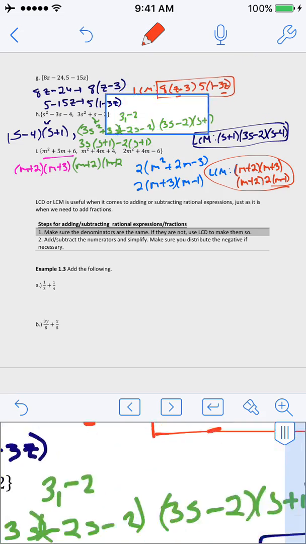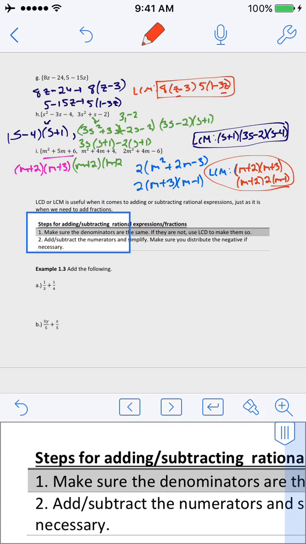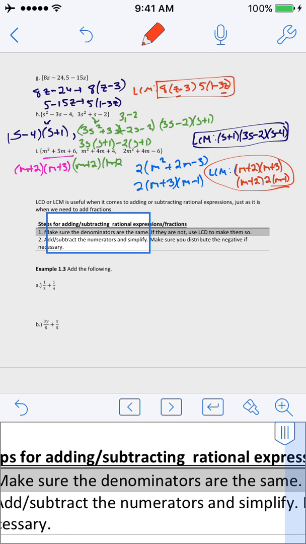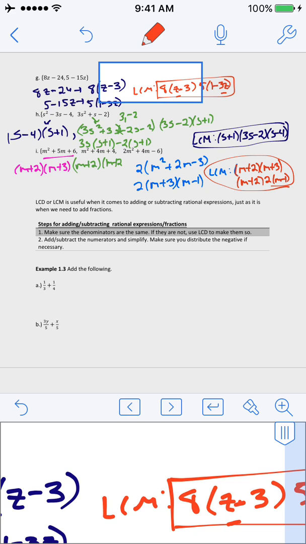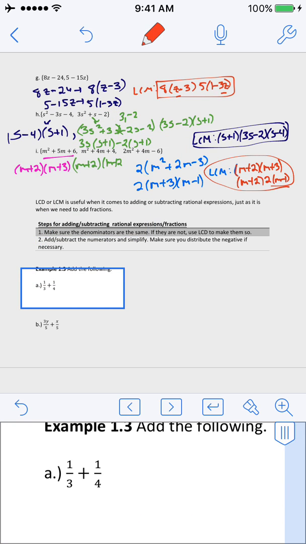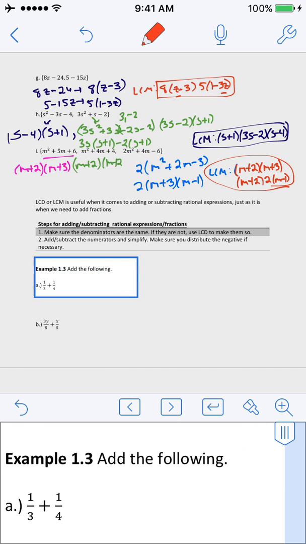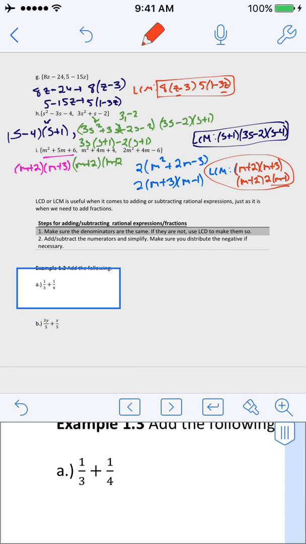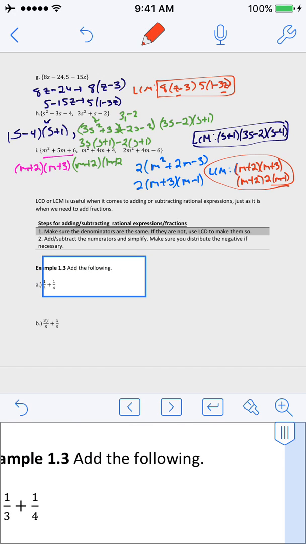Alright, hopefully the LCM is making sense, because we're now going to use it to add and subtract. When we add and subtract, you just need to have a least common denominator, and then you add the numerators. Let's try that with fractions. Let's remind ourselves how fractions work. So we have 1/3 plus 1/4, right? We need a least common denominator, or a least common multiple.